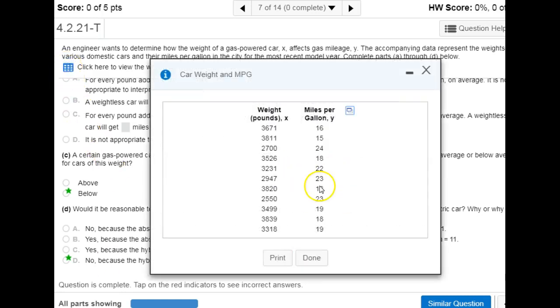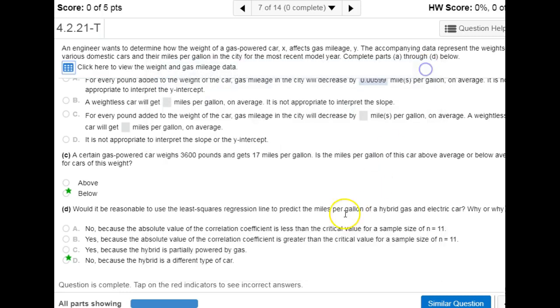So the data we used here doesn't incorporate or have anything really to do with hybrid cars. So we should not use the least squares regression line that came from this data to make any sort of predictions about a different type of car.